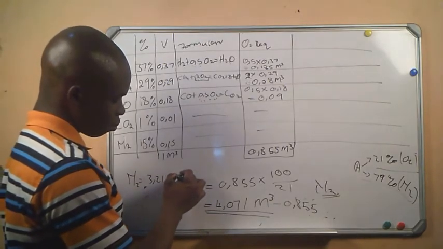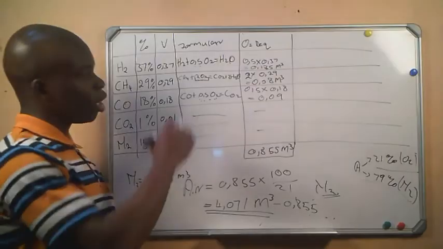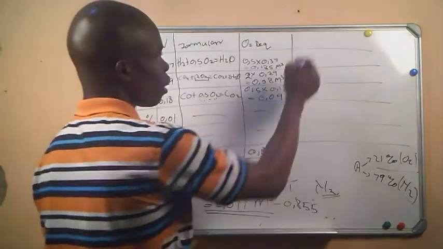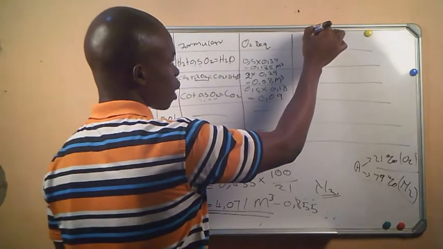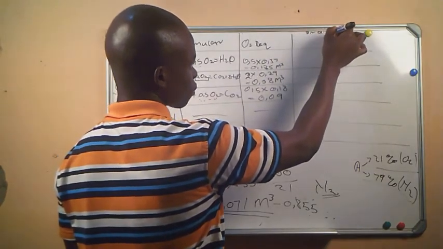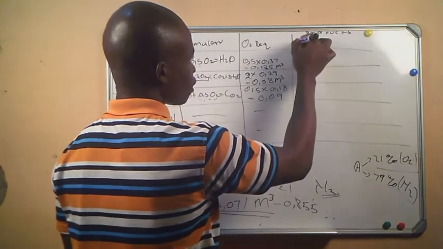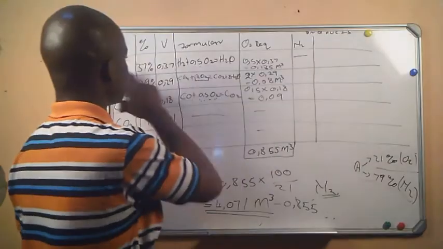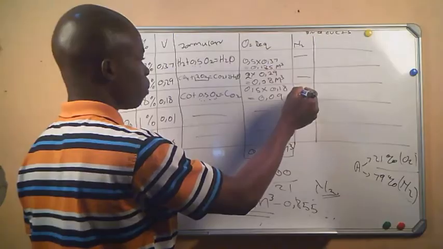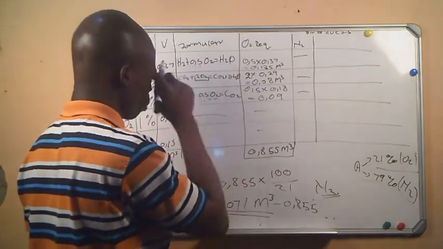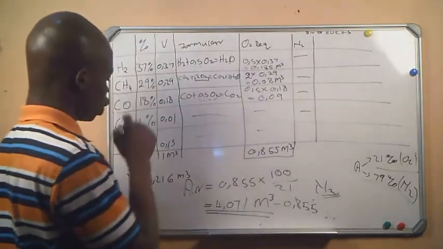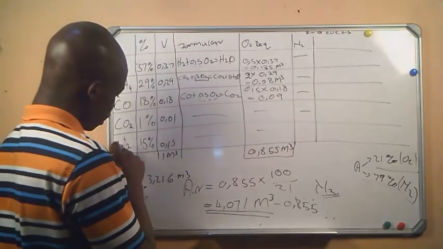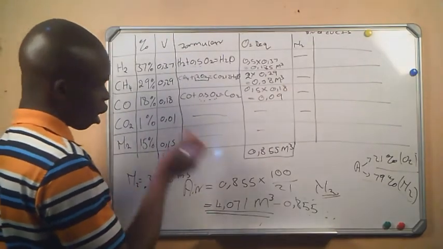3.216 cubic meters. And then in the analysis they also gave us nitrogen. So let's do our products here. These are our products. I say nitrogen number 1. There will be no nitrogen in hydrogen, no nitrogen in methane, no nitrogen in carbon monoxide, and no nitrogen in carbon dioxide. But we know that there will be nitrogen because here we are given nitrogen.